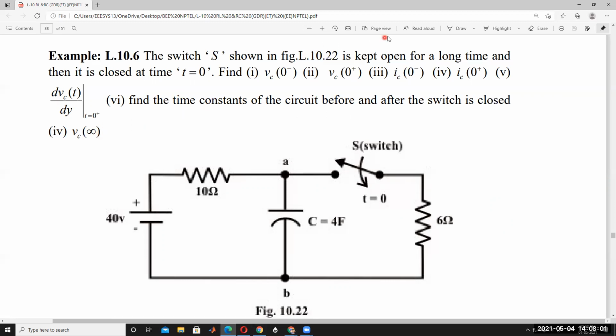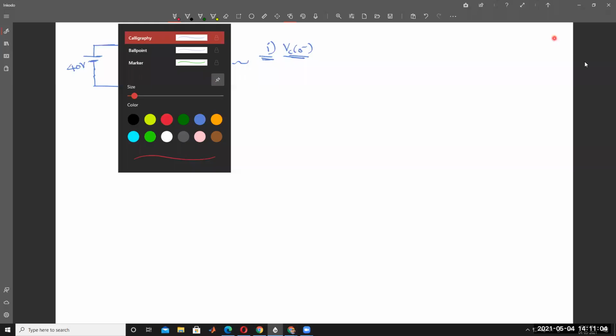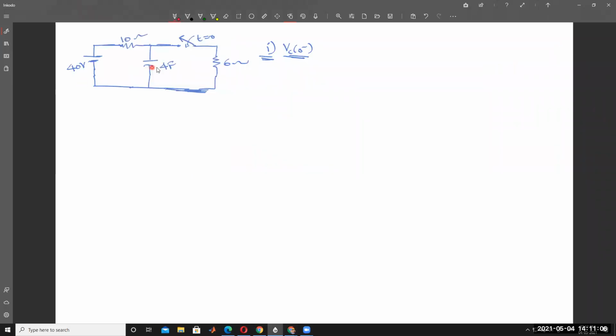So this is the circuit, and then how to find these answers from the circuit. So first question, VC of 0 minus. Switching actions: that is called at t equals 0, at t equals minus infinity, at t equals plus infinity. Well, this is called at t equals 0.